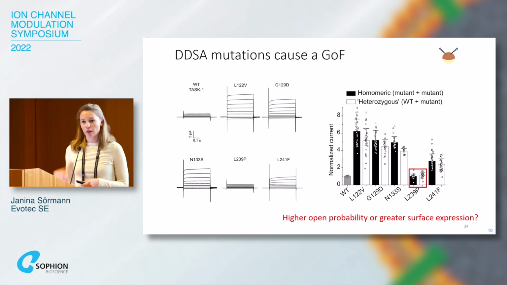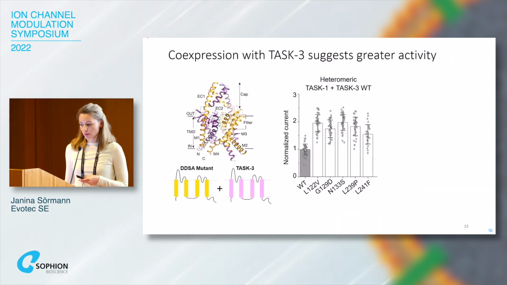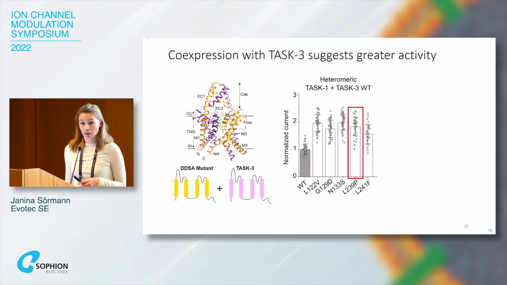We wanted to understand why we see bigger currents. Is it because we have more channels expressed in the membrane, or do the channels have a greater activity? Our first trial was the co-expression with TASK-3, because from pulmonary arterial hypertension, we know that TASK-3 can help the surface expression. Under this condition, we find that all of these channels have a greater activity, including the L239P mutation, which suggests that the channels have a greater activity.